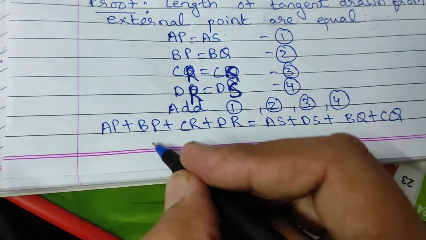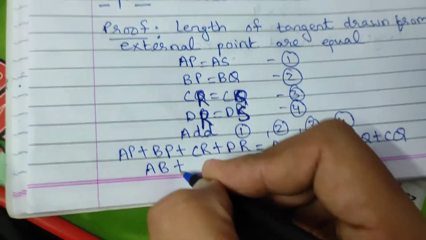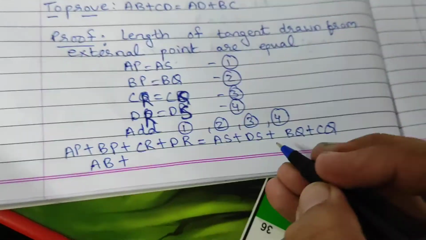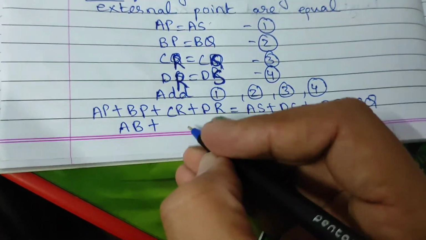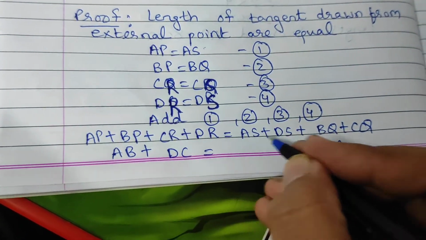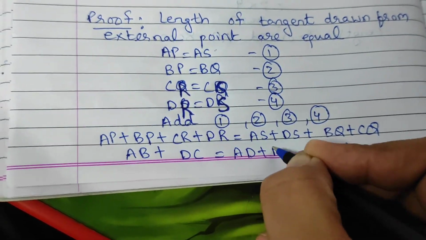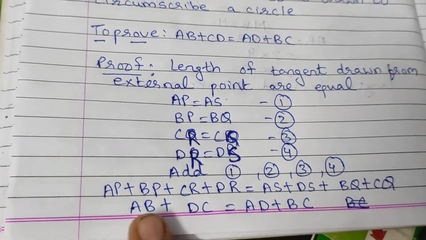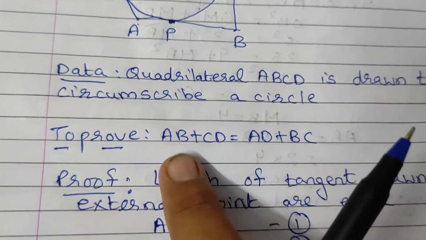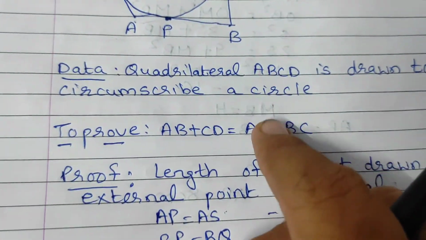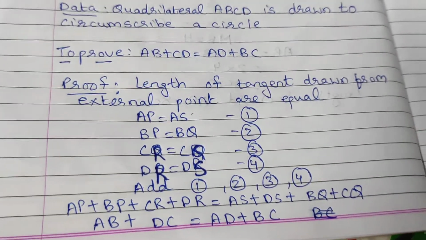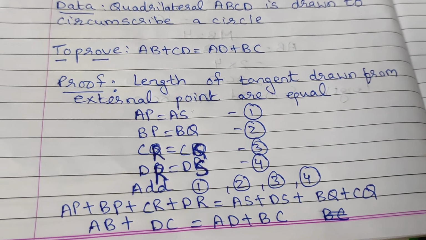So what you get: AP plus BP is AB. Just see the figure. AP plus BP is AB. Then CQ plus BQ is BC. CR plus DR, that is DC. And AS plus DS, that is AD. Hence, we prove that AD plus BC is equal to AB plus CD. That's what we have to prove. Just see, AB plus CD is equal to AD plus BC. So this is a very short sum number 8, where we have to use theorem number 10.2.